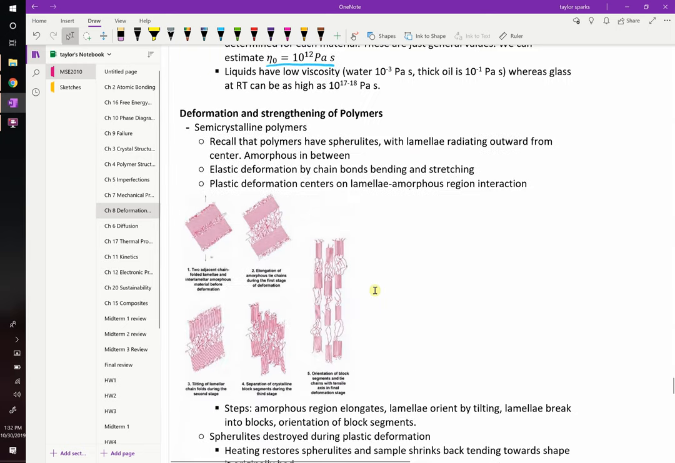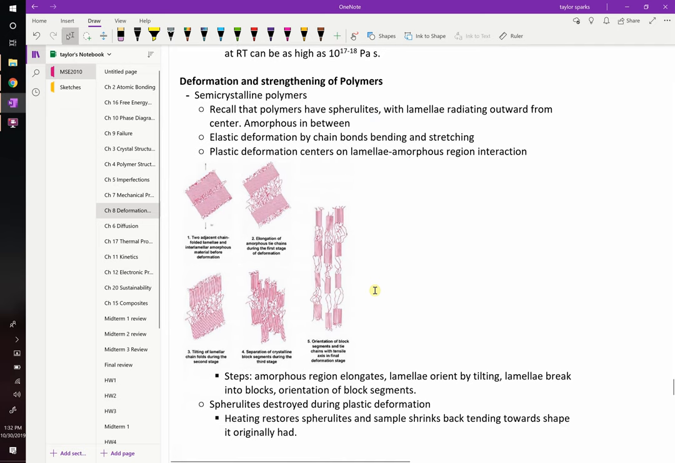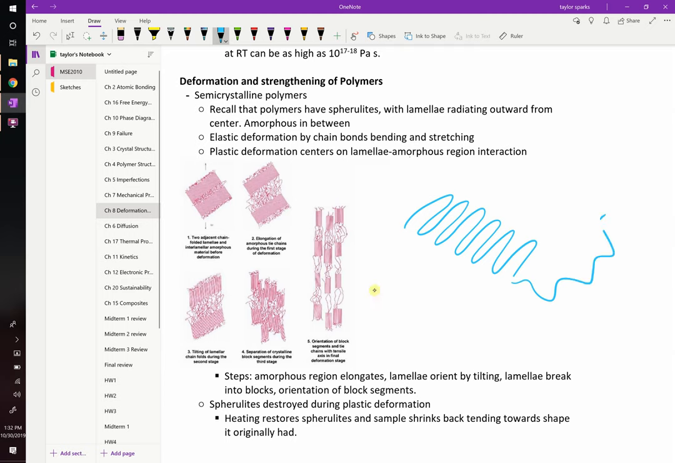Okay? Now, how do polymers deform? Polymers deform differently than ceramics and metals because their structure is very different. First off, we learned last time that the structure of polymers is that you've got regions of tightly packed polymer lamella that fold back on one another and make a crystalline region. But then this might be randomly connected to another region, right?